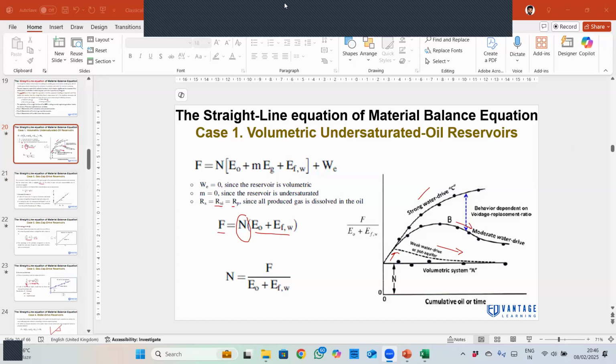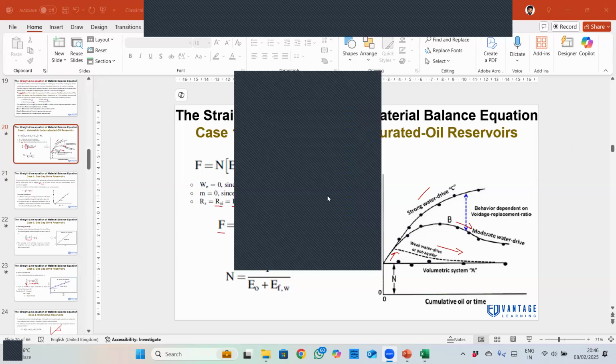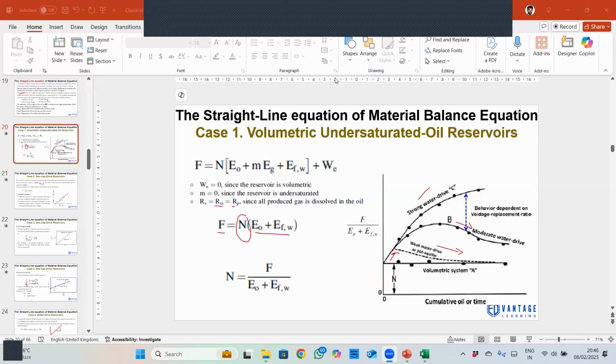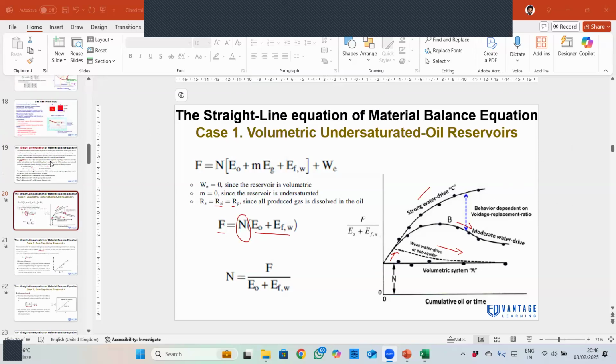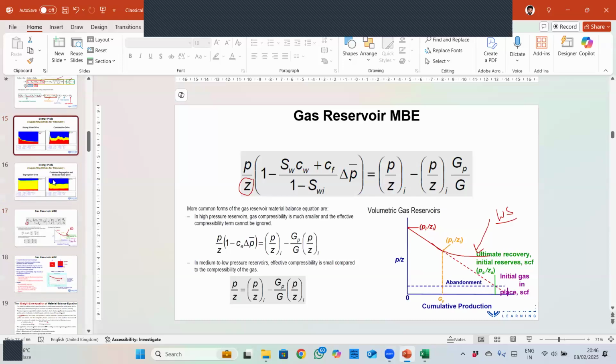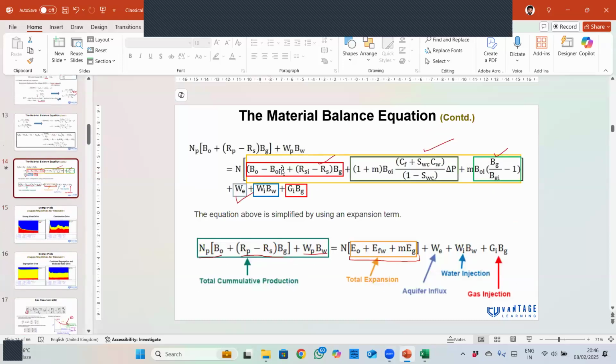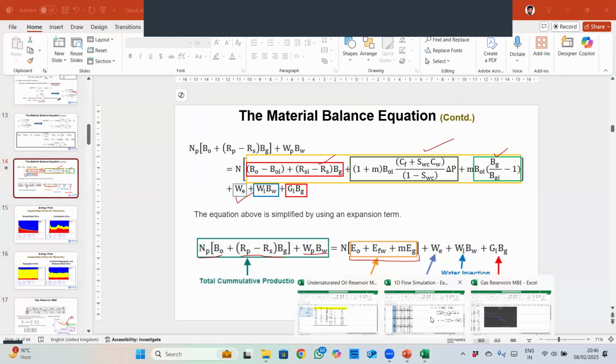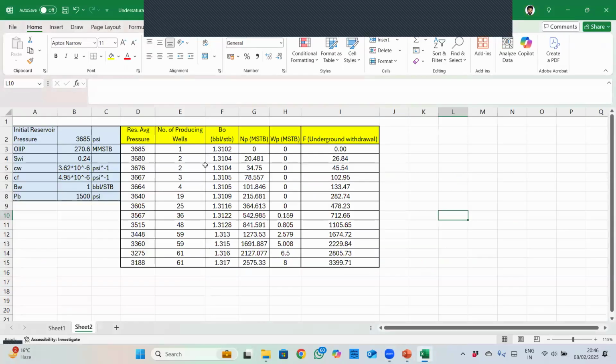Okay, so someone answered that we can calculate EO using RS. No, that is not the way we calculate EO. We calculate EO using BO and BOI, the formation volume factors, because EO is nothing but the expansion of oil that is happening in the reservoir. Let me just take you back. So if you can see BO minus BOI plus RSI minus RS into BG, this is nothing but EO, where we don't have initial gas cap because the pressures that you see in this data given is above bubble point pressure. There is no free gas cap available in the reservoir. So it is purely solution gas expansion.